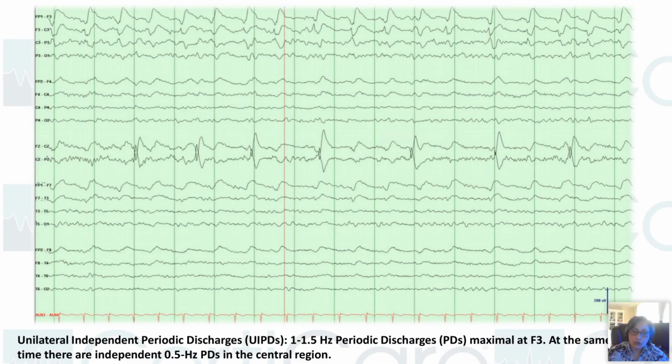This is unilateral independent periodic discharges. If you look at it, the frequency of the discharges on the left and midline is very different. So these discharges are independent of each other. They are categorized according to the new terminology as unilateral independent periodic discharges. The frequency is less than 1 hertz at midline and between 1 to 1.5 hertz on the left side.